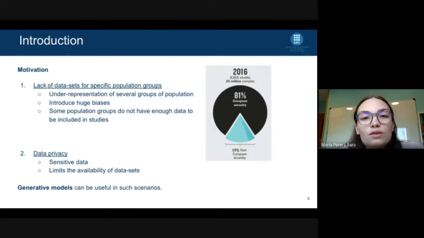And the second challenge is related to data privacy that hugely limits availability of datasets because it contains sensitive data. So generative models can be useful in such scenarios because they can mitigate the lack of data sets for specific population groups. And furthermore, generative models can be easily shared once trained.